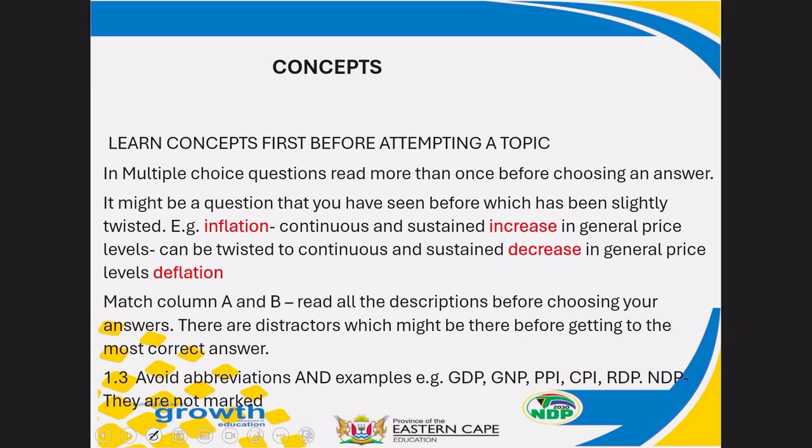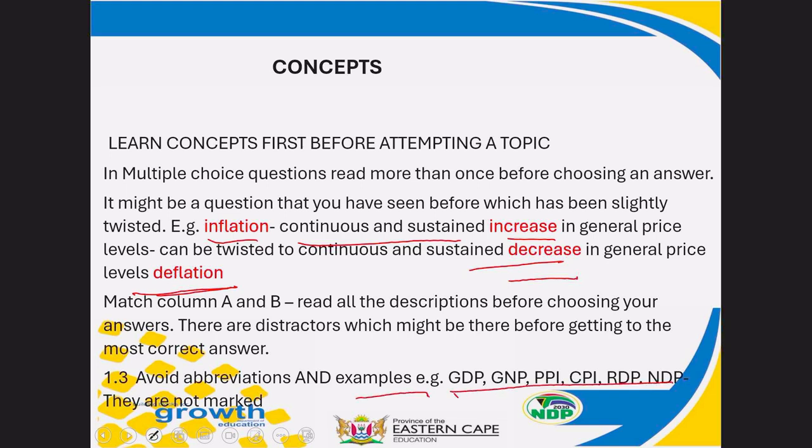I've chosen an example of inflation. We know that it's a continuous and sustained increase in the general price levels. Now, it can be twisted, and then it's a continuous and sustained decrease in general price levels, which is no longer inflation, but which is now what? Deflation. So you need to read. Is it saying increase? Is it saying decrease? Read the concept before you jump into choosing a concept.